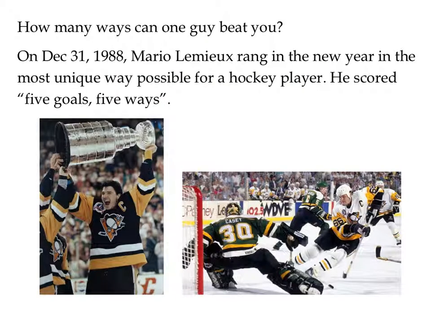Before we see a couple more examples, let's talk about one of the greats in hockey, Mario Lemieux. On December 31st, 1988, he scored 5 different goals in 5 different ways. He scored an even strength goal, a power play goal, he scored shorthanded on the penalty kill, he scored on a penalty shot, and he scored on an empty net. 5 goals, 5 different ways. Pretty impressive.